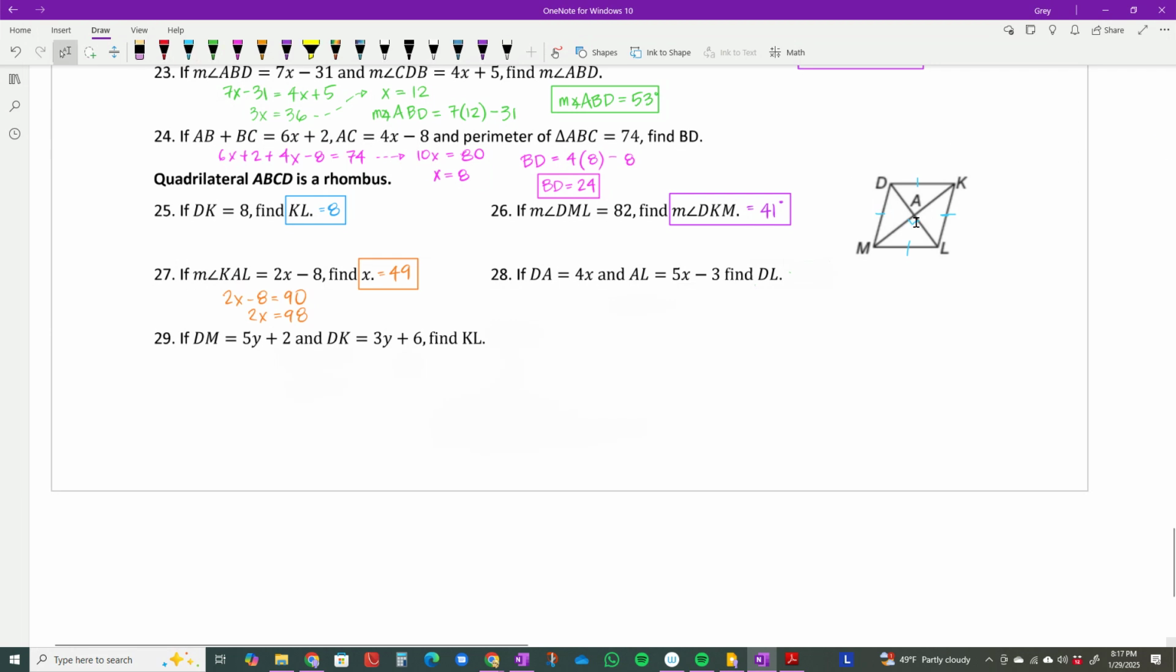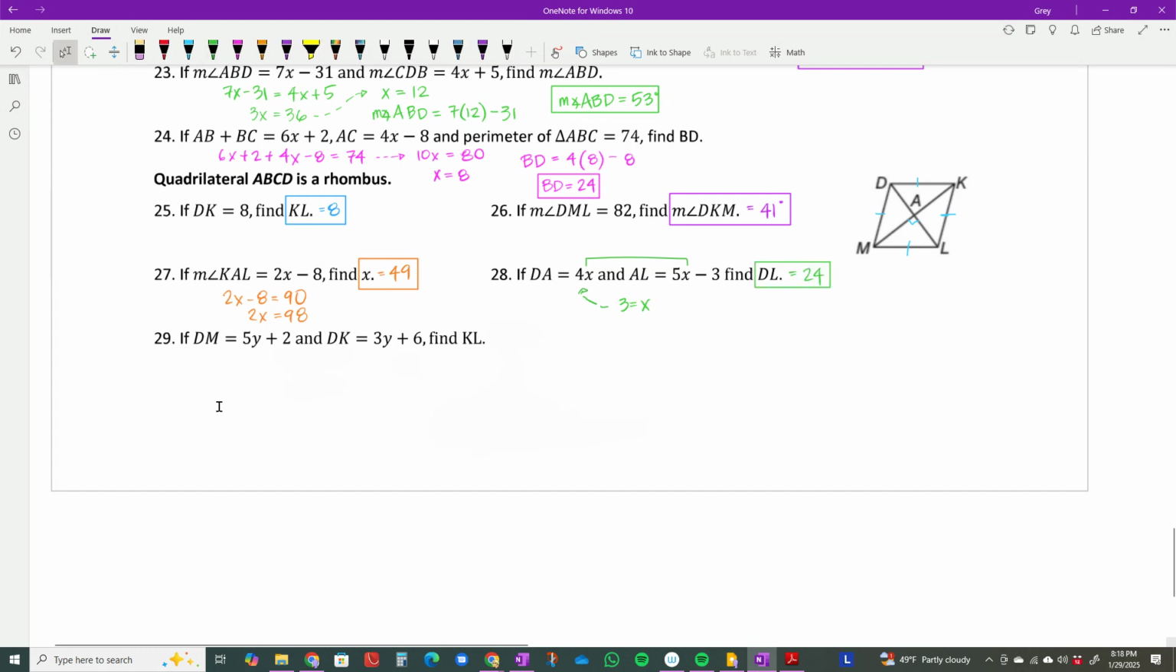28. DA and AL. Find DL. Okay, so it's a parallelogram, so we know the diagonals bisect each other. So we know that DA is congruent to AL. So I know that 4x is congruent to 5x minus 3. For some reason I didn't write that down, but that of course gives us x equal to 3. And if x equals 3, then what is the whole thing? I think it would be easier to put it right there. So if you put x in there, you get DA is 12. So if DA is 12, then AL is 12, and that makes DL 24.